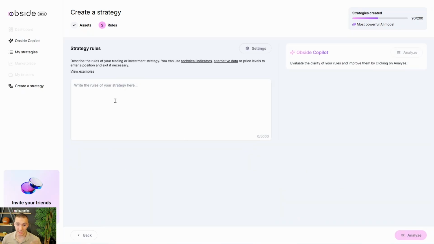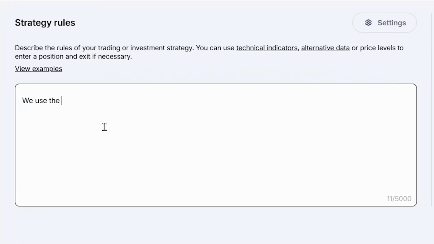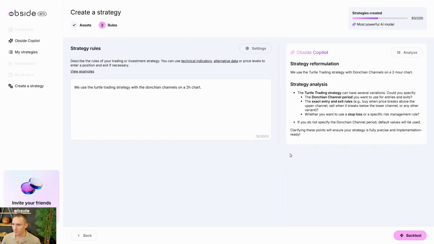And here I'll just type what I want to do in plain text. So I'll just say we use the turtle trading strategy with the Donchian channels on a 2-hour chart. Since this is a famous strategy, Opsid's AI, I think, will understand what to do. So I will backtest it over the last 8 years and we'll use a 2% risk if our trades are stopped. Okay, the backtest is ready, so let's go.